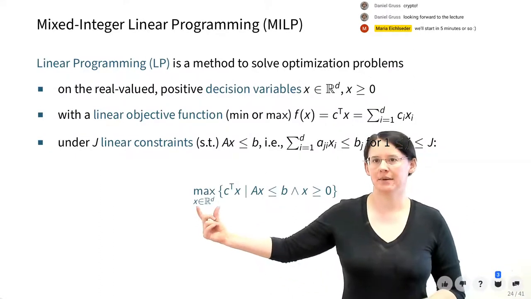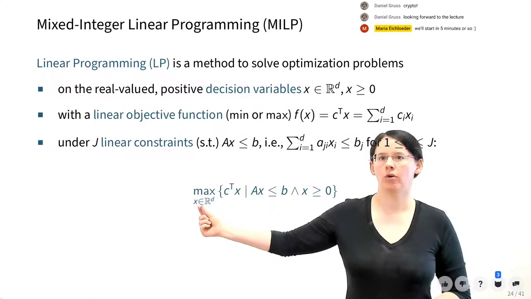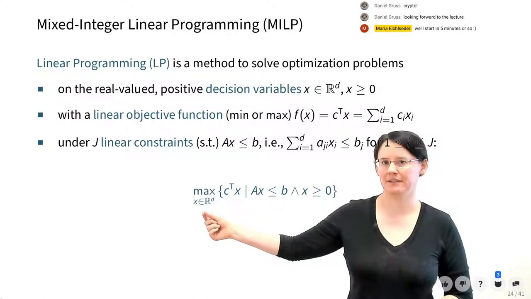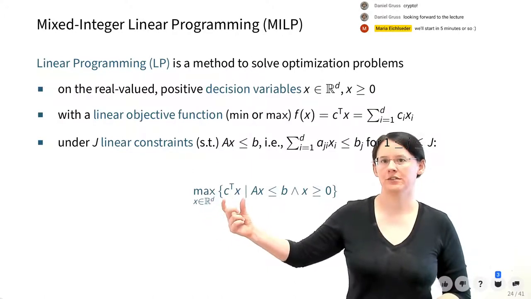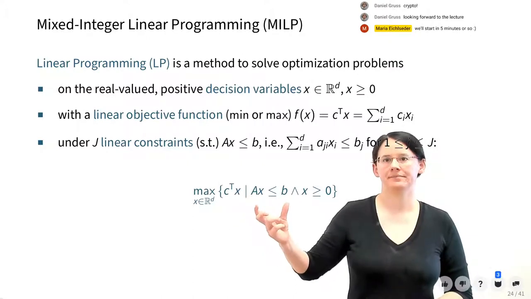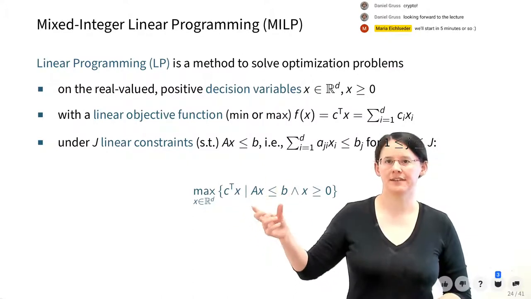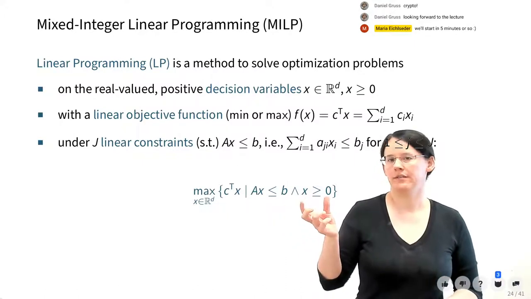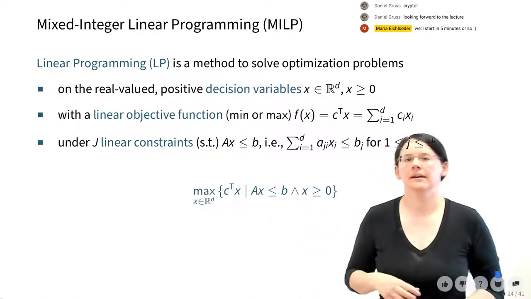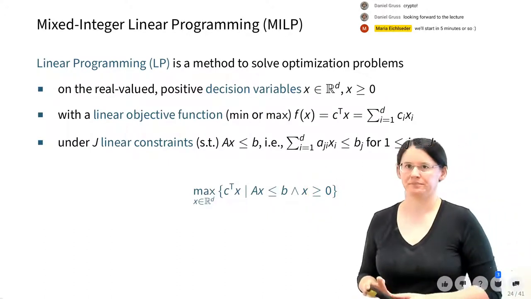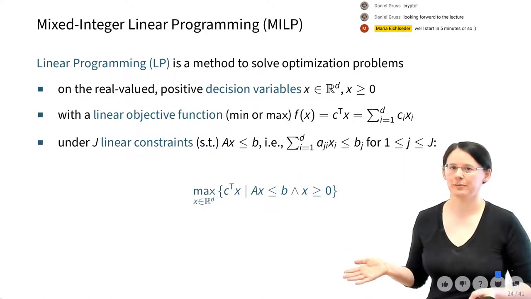You want to maximize or minimize over all values of the decision variables in d-dimensional real space, this objective function, which is a linear function, such that all these constraints, the linear constraints hold, and all the variables are non-negative. You can also get rid of this part here, so you can also ignore that for now. So that's the general thing we have.